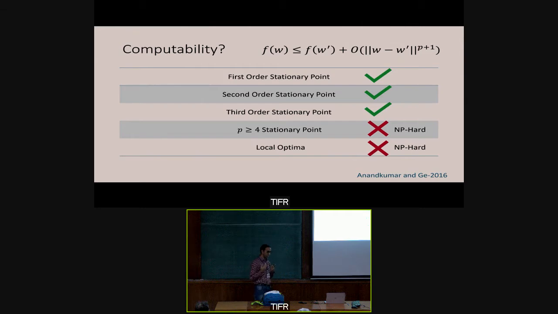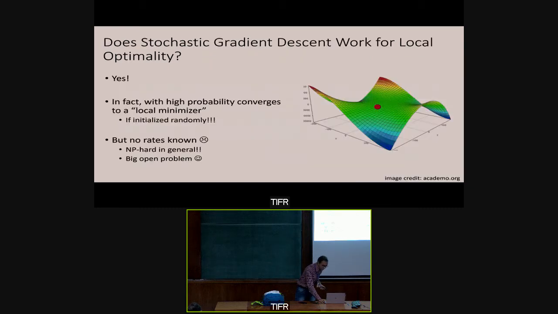Now, this is good, but can we really achieve this local optimality? Unfortunately, we cannot even get to a stationary point of degree greater than or equal to 4. That is, we know how to get to a first order stationary point, second order stationary point, even a third order stationary point with some reasonable algorithms like polytime algorithms. But beyond this, the problems are NP hard, and in general, local optimality is an NP hard problem. But in practice, stochastic gradient descent does work well.